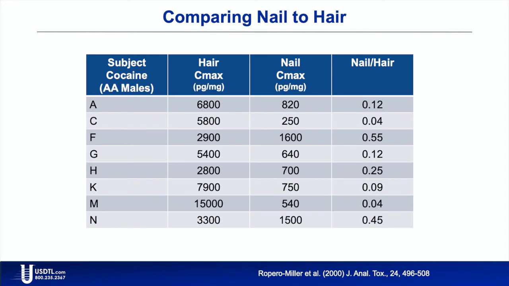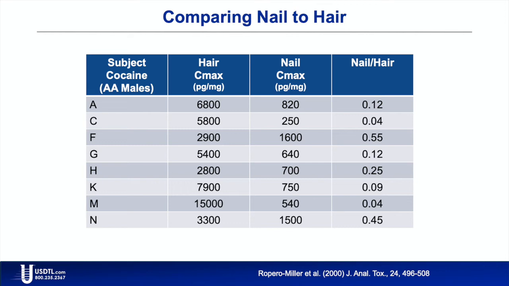Here's a lot of numbers here, so let's work our way through this. The left-hand column are your subjects, so subject A through subject N. The second column is the maximum concentration of cocaine that we found in the hair of these African American males. The third column is the maximum concentration of cocaine that we found in their fingernails. The column on the far right is the ratio of the nail concentration to the hair concentration.